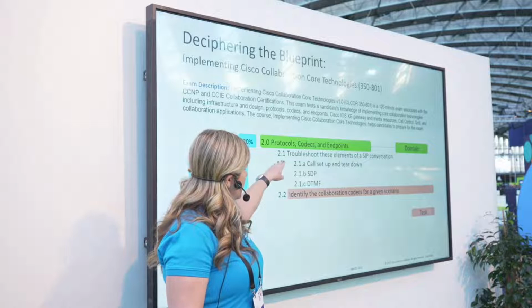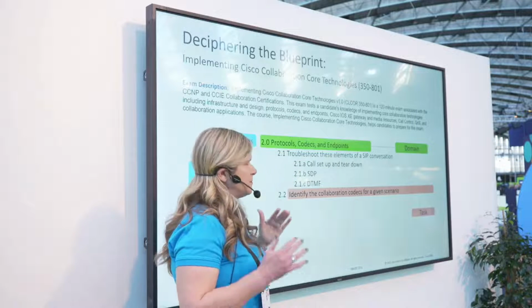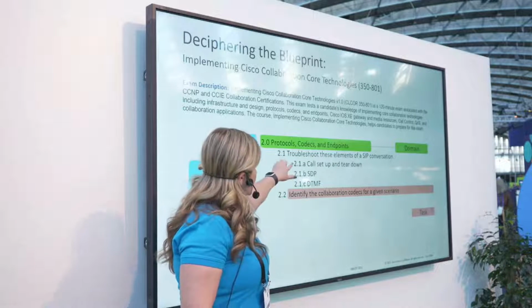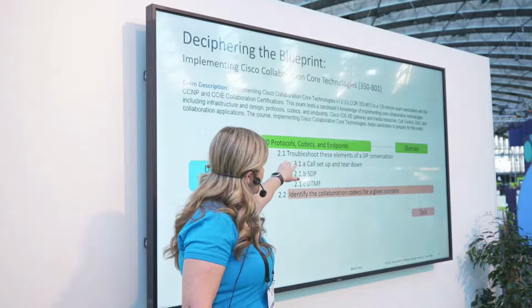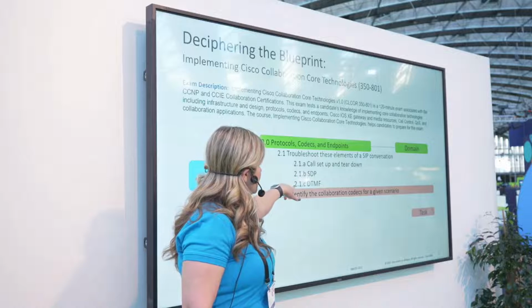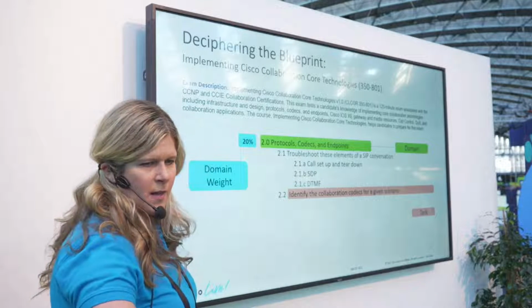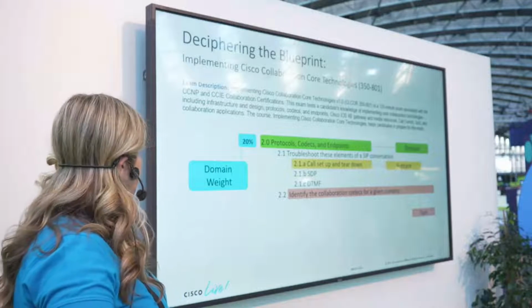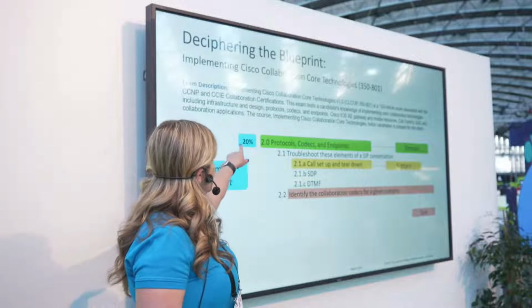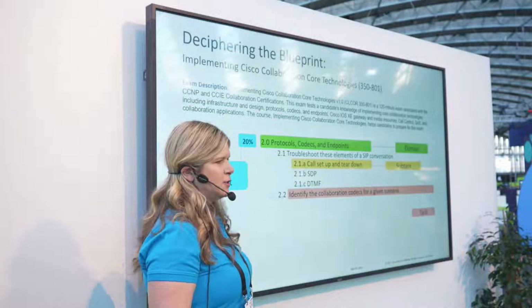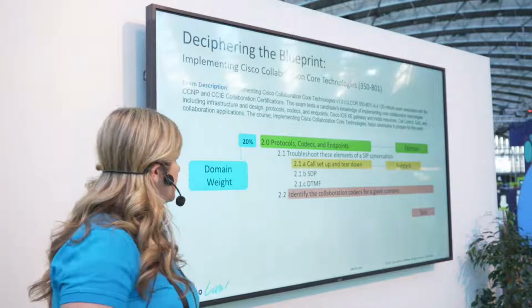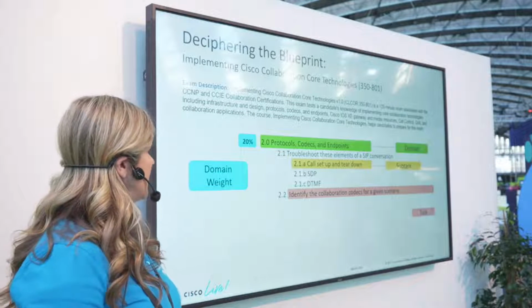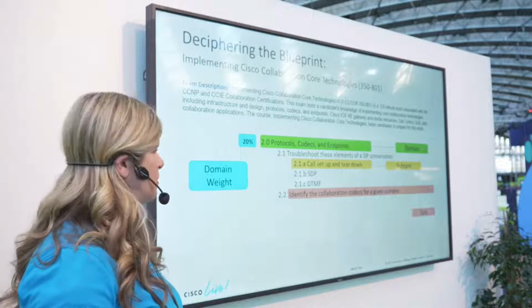But the 2.1, we actually will map the items to the different subtasks. So the items are going to be mapped to either 2.1a, 2.1b, or 2.1c. And those, like I said, are called subtasks. So again, you can see 20% is the percentage that domain 2 is going to be on the whole entire exam. So about 20 questions will be from domain 2.